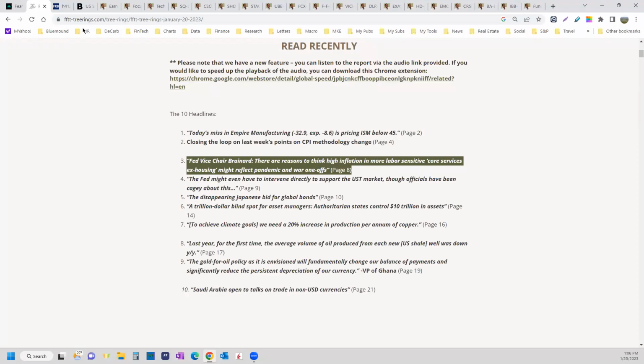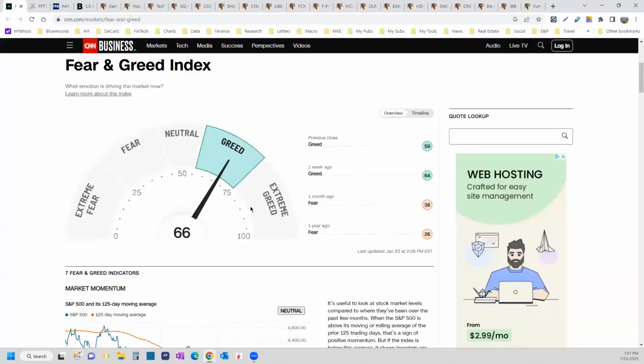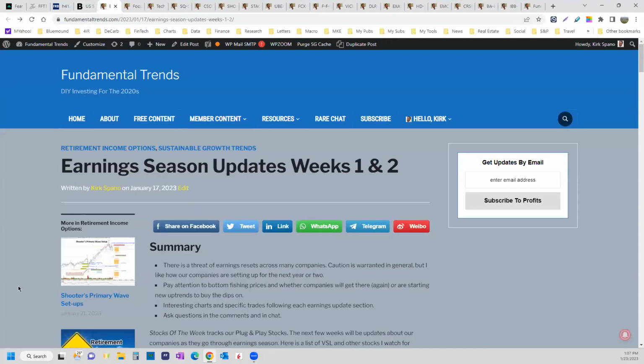I'll edit it down. The retirement income options will get a couple of updated trades. If we get into this area, we're going to want to write covered calls. If we get down into here again, sell a lot more puts. Keep an eye on your individual positions based on plug and play. Now, I'd point out one particular stock.